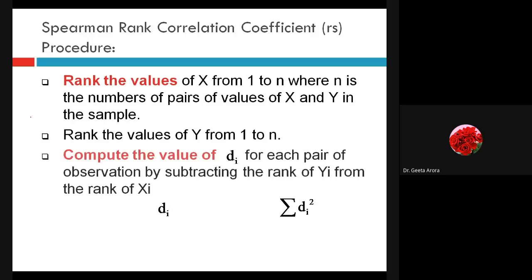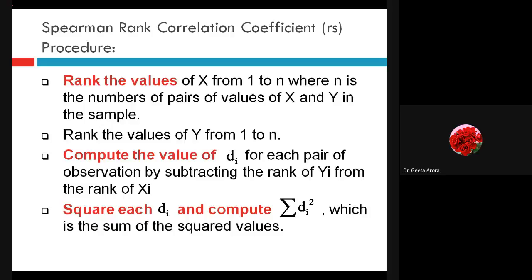So let's see what the procedure is. The first thing is we have to rank the values of the data from 1 to n, where n is the number of pairs of x and y data in the sample. Whatever two sets of data are given to us, we have to rank them. If the rank is not given, the values will be given to you, and you have to find the rank of x and rank of y. And how are we going to rank? Whoever has the best score is at first rank, then second rank, then third rank, and so on.